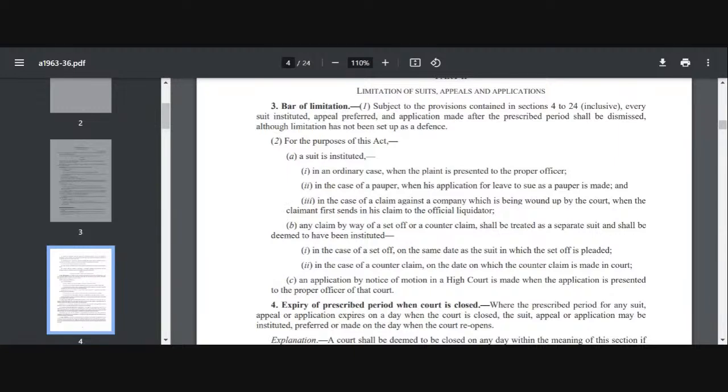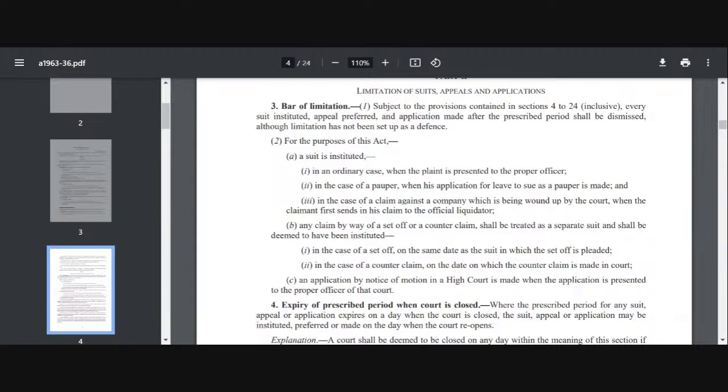According to section 3, it's a bar. Your suit will not be allowed. So say for example your limitation period is ending on 2nd October, and on 2nd October your period of limitation is over. But 2nd October is Gandhi Jayanti. So you were about to file the suit on that day. Your suit gets ready, but you cannot file it because of the national holiday. So you come to the court on 3rd January and you say, I want to file my suit. Will it be allowed or will it not be allowed? What do you think?